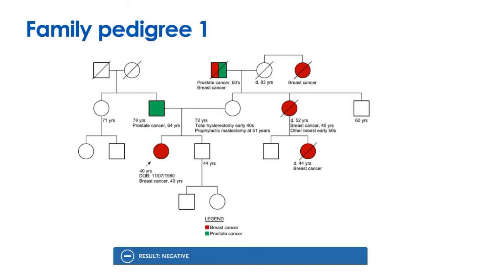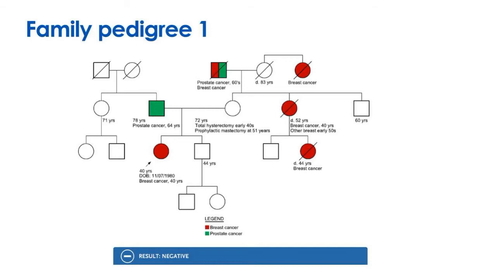The history given with regard to mom was that she had a total hysterectomy in her early 40s, and she also had a prophylactic bilateral mastectomy at the age of 50 years because of her family history. The patient had a maternal aunt and cousin who were both diagnosed with breast cancers at a very young age, and the maternal aunt actually had bilateral breast cancer.